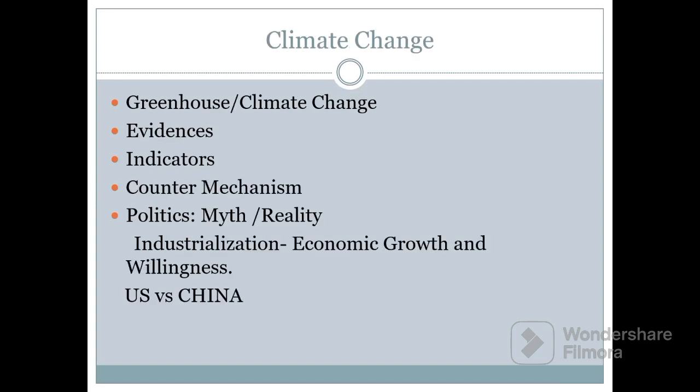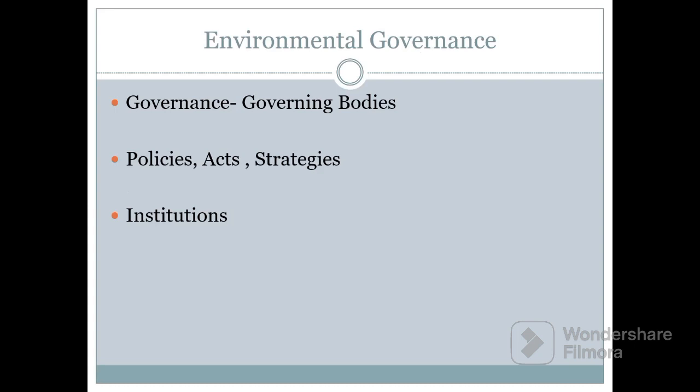Fifth chapter is about climate change, means what is climate change, what is difference between weather and climate, what is greenhouse effect, and what evidences do we have to claim that climate is changing, and indicators, and then counter mechanism like how world countries are coping with the issues of climate change through adaptation and mitigation, and then the politics of climate change, means the controversial science of climate change, as the world is divided on myth and reality of climate change. Then the big players in this politics like US and China, etc. We study the climate change as a whole, its politics, its emergence, its issues, its evidences, and its impacts on natural and societal system.